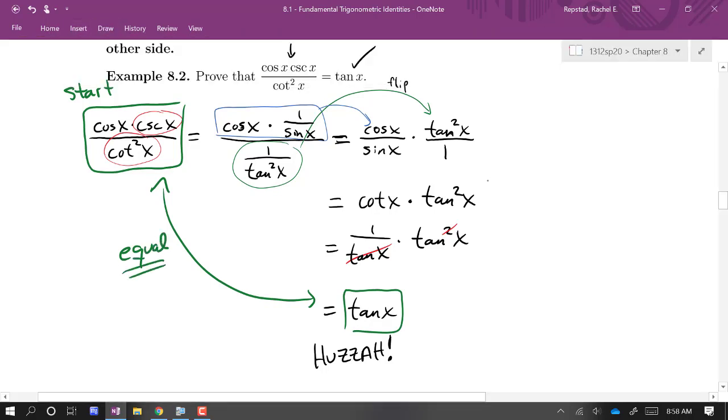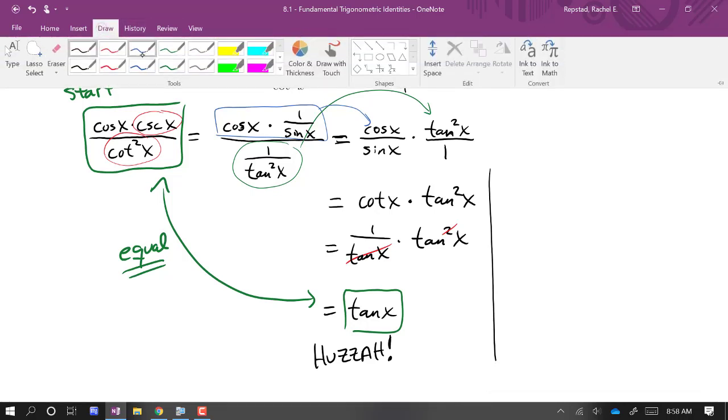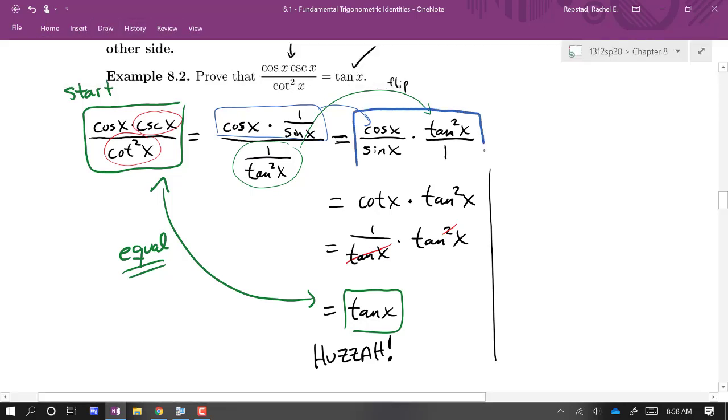Now, I said that there was a couple ways we could have gone about this. If I start here, let's take where we are, and instead of taking that cosine over sine and writing it as cotan, let's say instead of going that route, I'm going to take the tan squared and write it in terms of cosines and sines. So I have cosine x over sine x.